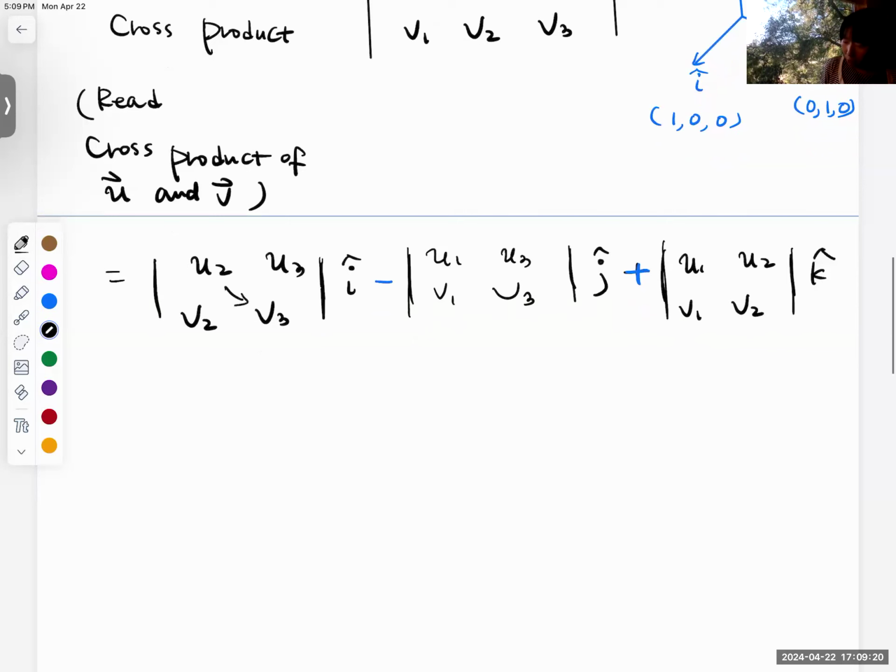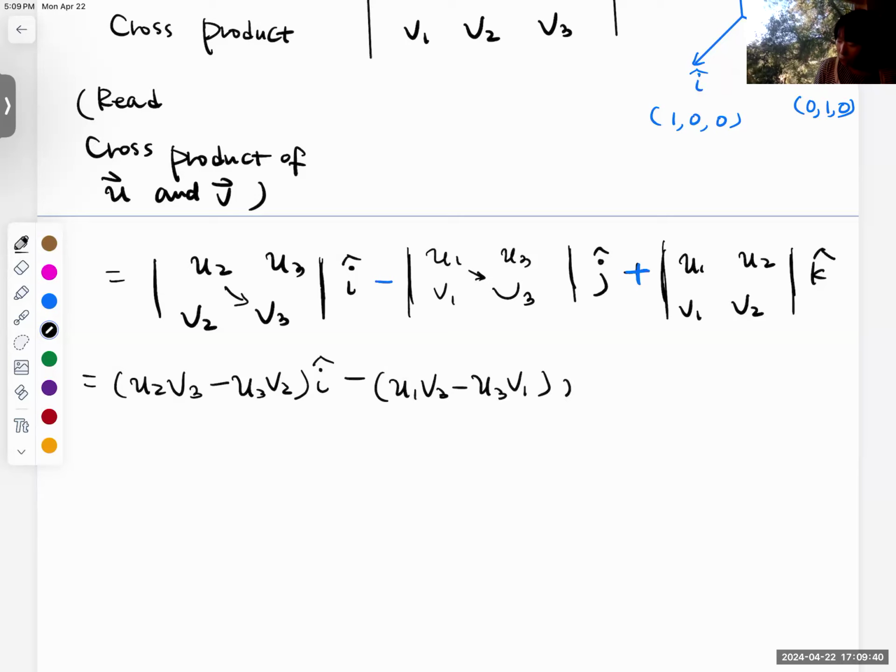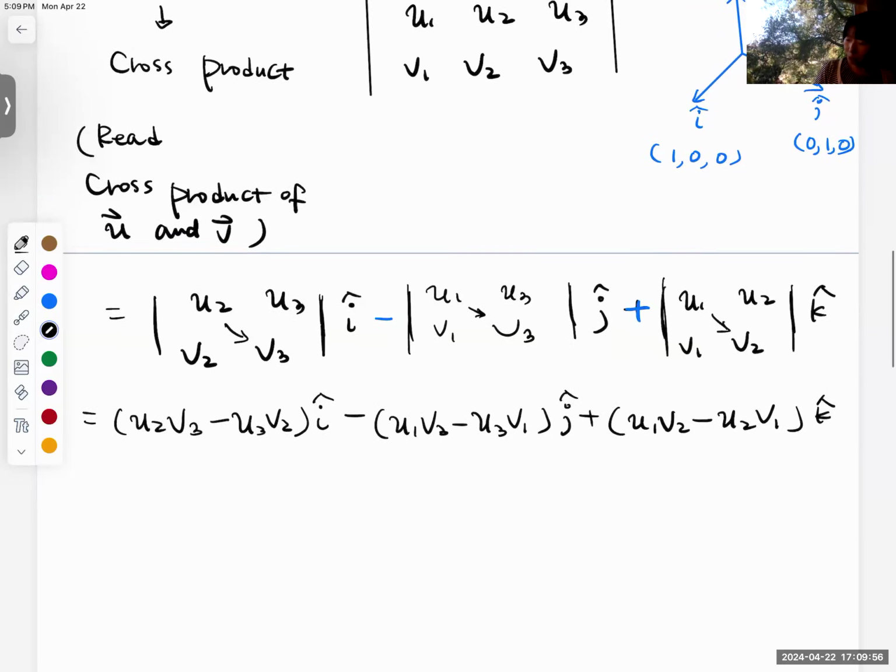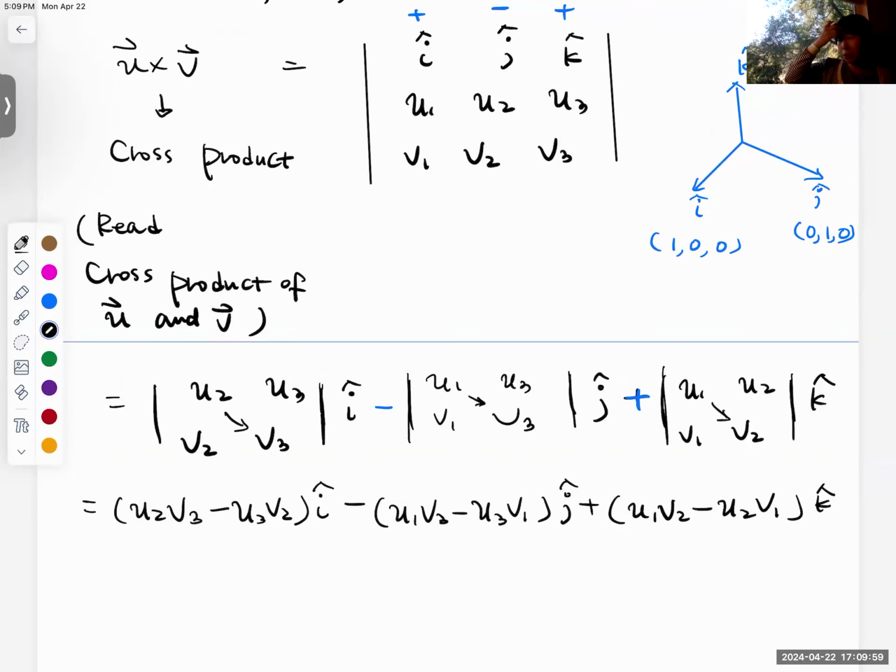Okay, so we calculate this way, right? U2, V3 minus U3, V2, i, minus U1, V3 minus U3, V1, j, and U1, V2 minus U2, V1, k, right? Okay. All right. So ijk is the unit vector.